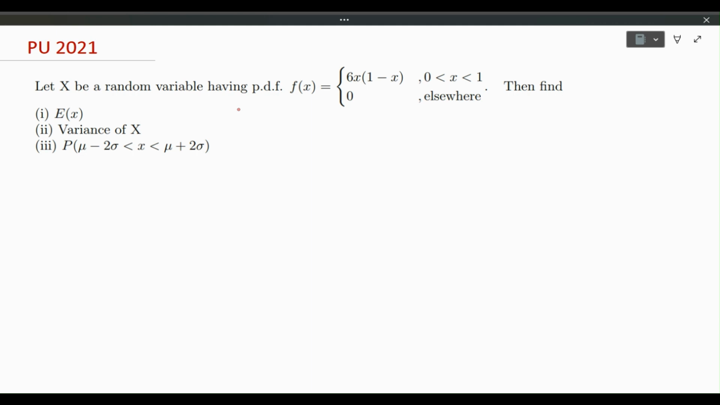Let x be a random variable with probability density function f(x), and we have to find the value of expectation of x, variance of x, and this probability. Starting with the expectation of x, it is also called the mean of the distribution. So mean is mu, which is expectation of x. It is defined as the integral from minus infinity to plus infinity of x times f(x) dx for a continuous distribution.